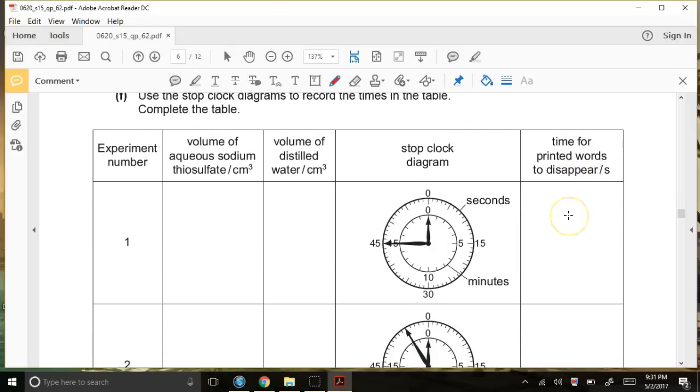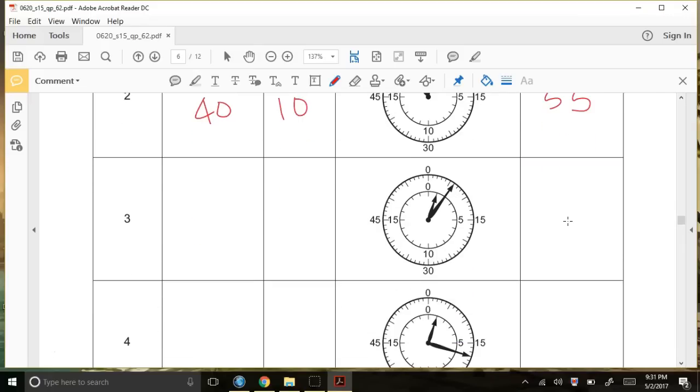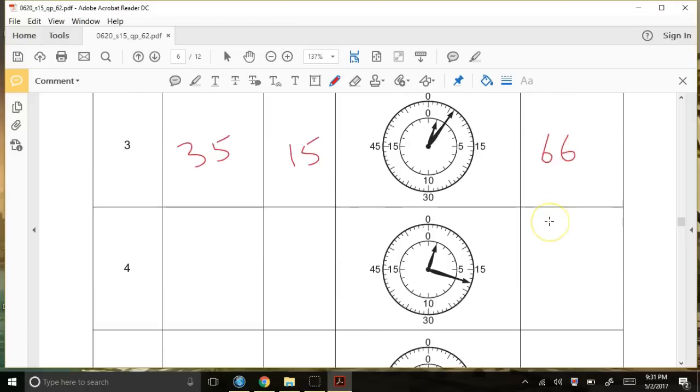So we basically have, in the first experiment, 50 of the thiosulfate. There was 0 water there. And if you look at the time there, that's 45 seconds. And then you keep moving on. In the second one, we had 40 of thiosulfate, 10 of H2O. And as expected, it has taken more time because it's less concentrated now. In experiment number 3, we had 35 of thiosulfate and 15 of water. And as expected, the time is even shooting up a bit more. It's about 66 seconds now.